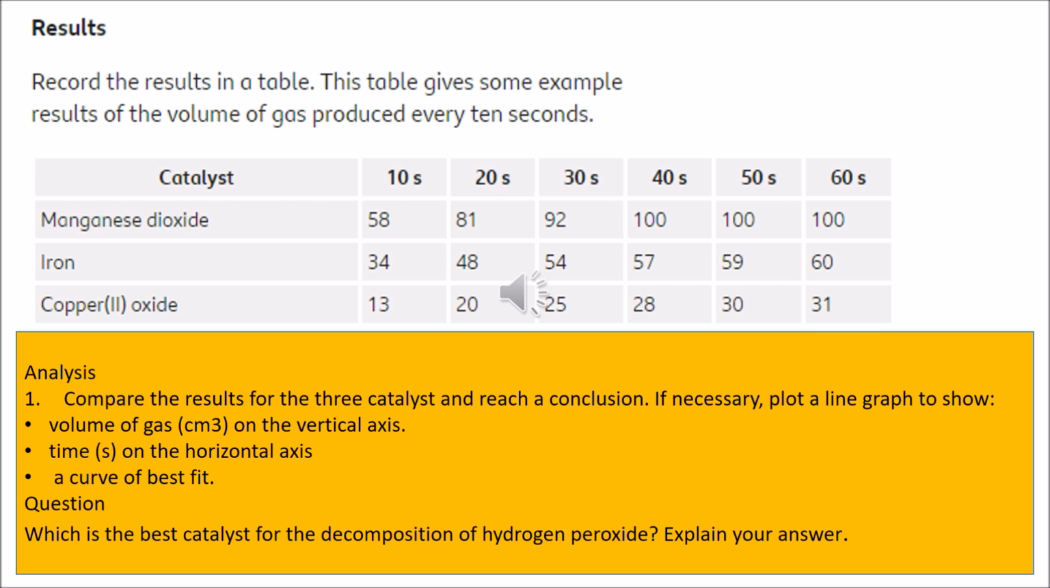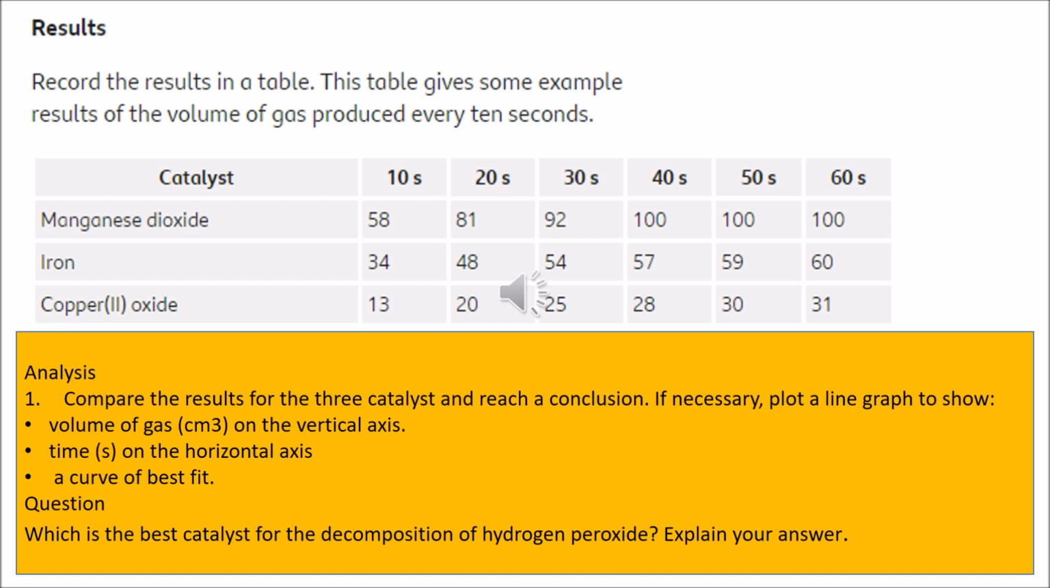This table gives some example results of the volume of gas produced every 10 seconds. So on this PowerPoint, you will see a result table which represents 3 different types of catalyst used in this investigation. You have manganese dioxide, iron, and also copper dioxide, and the volume of gas produced every 10 seconds is written on the right hand side of the result table.